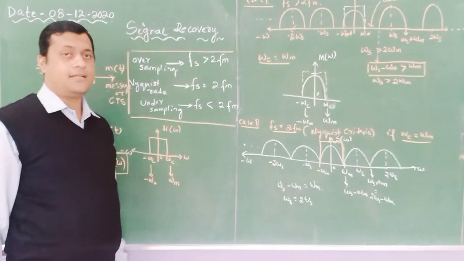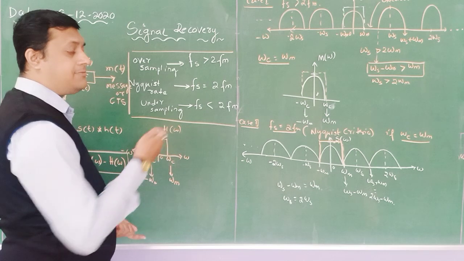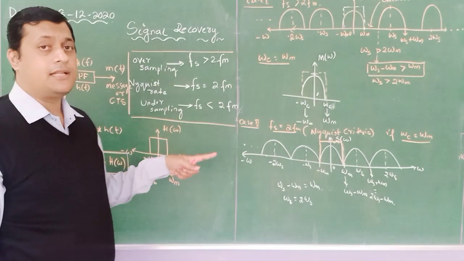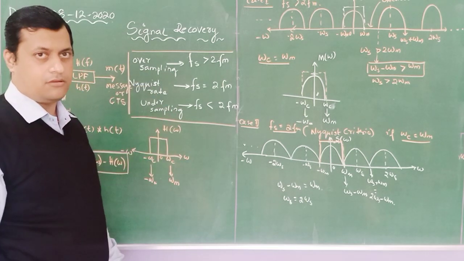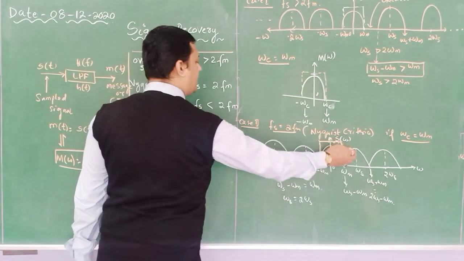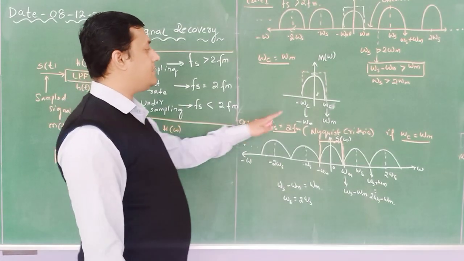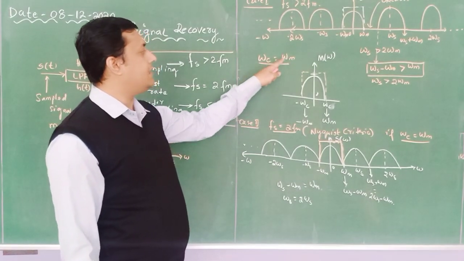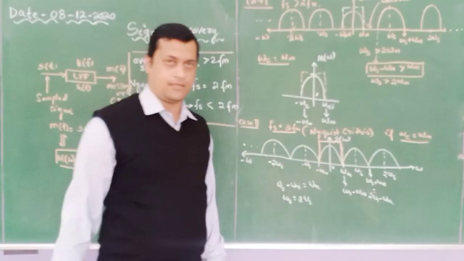If Fs is less than 2 Fm, intersecting points will appear between these spectrums, and the filter extraction may not be the same as our modulating signal. It is an addition of some other part also, some other part of this and some other part of this particular spectrum. So this is about when our filter response omega c is equal to omega m, so that we can extract the information.